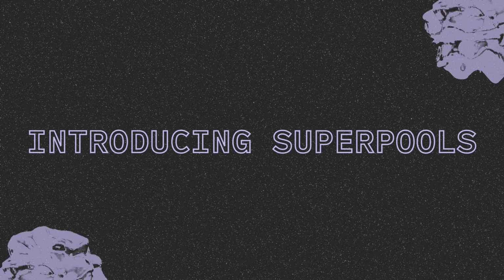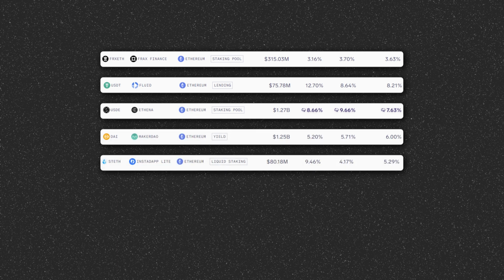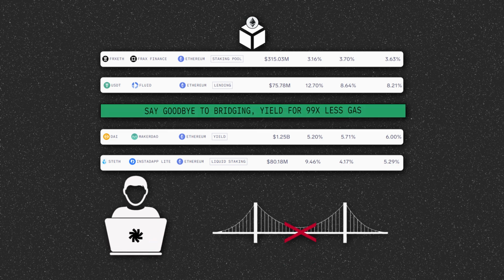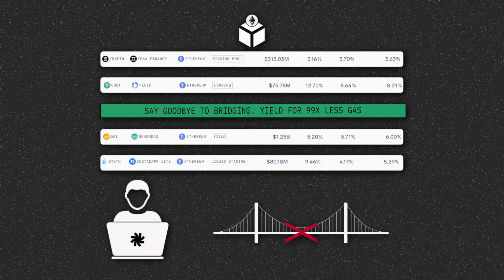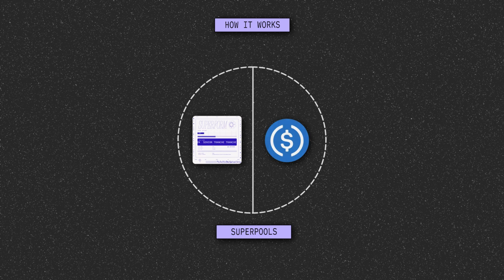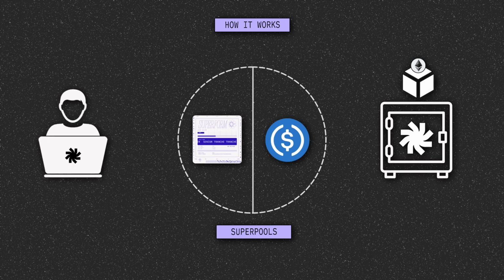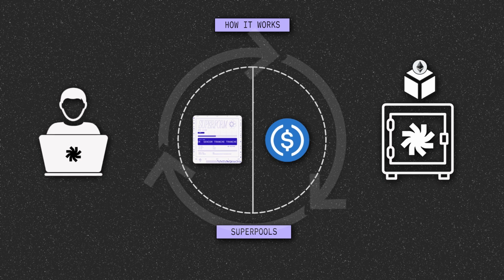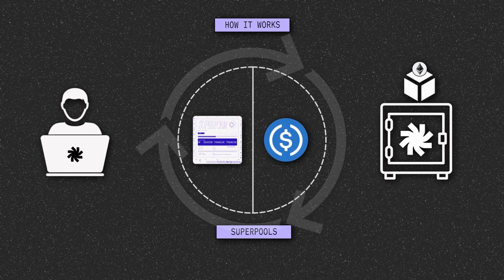Introducing superpools. L1 yields for L2 gas. Superpools on Superform allow users to access lucrative opportunities on Ethereum from other L2 networks at a minimal cost, by eliminating the need for bridging between blockchains. How it works. Superpools are liquidity pools that contain tokenized profitable positions, superpositions, and other assets, e.g. USDC. When a user wants to receive profitable tokens from another network, instead of making a bridge, he simply swaps his assets for superpositions in the corresponding superpool.